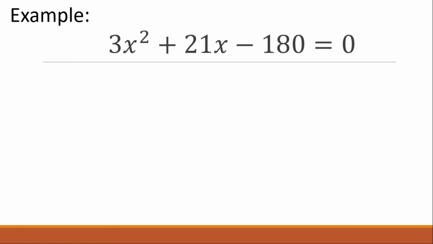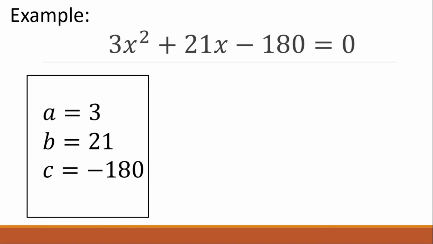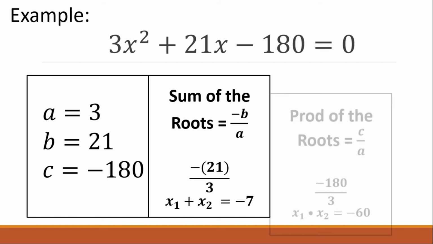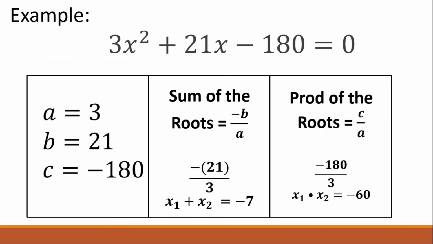Okay, we have 3x squared plus 21x minus 180 is equal to 0. A is equal to 3, b is equal to 21, and c is equal to negative 180. Substitute lang natin yan. So, for the sum of the roots, negative 21 over 3, simplify ninyo, you will have negative 7 for the sum. For the product naman, substitute lang kay c over a. So, you will have negative 180 over 3. Equal naman siya sa negative 60.